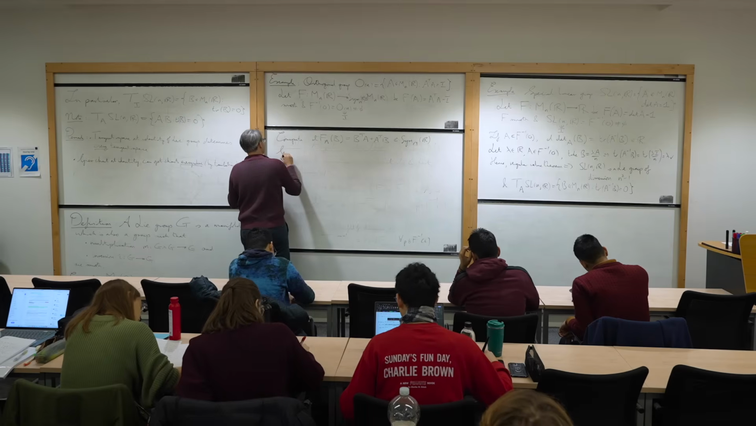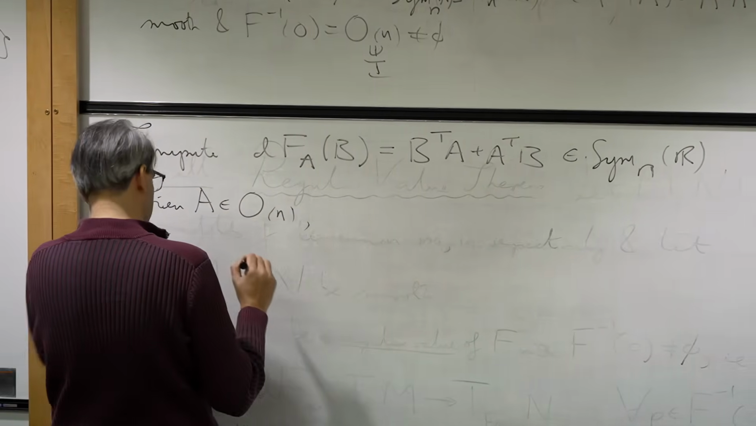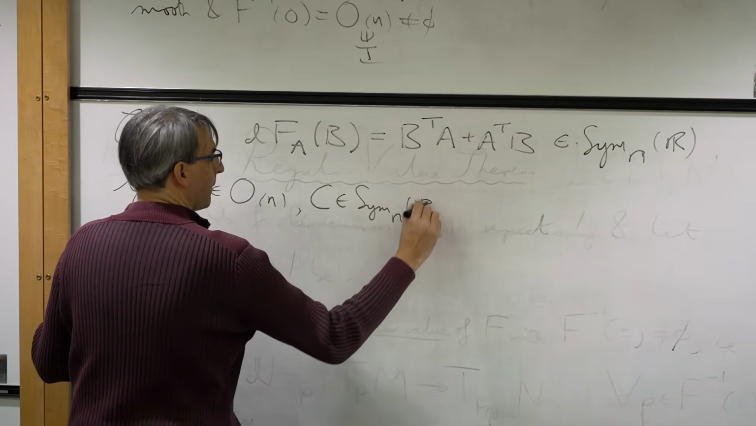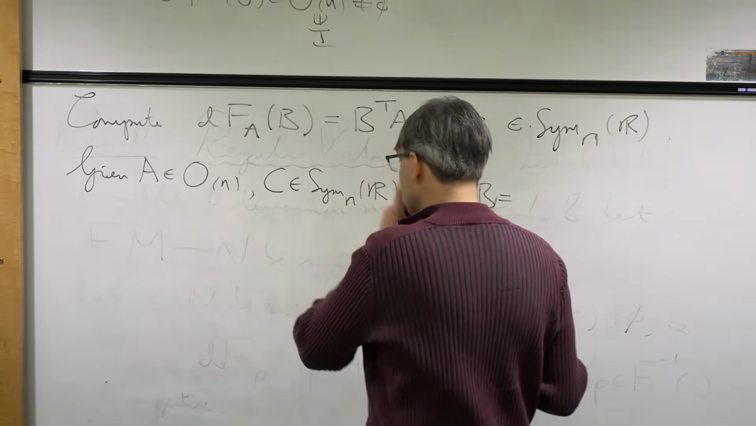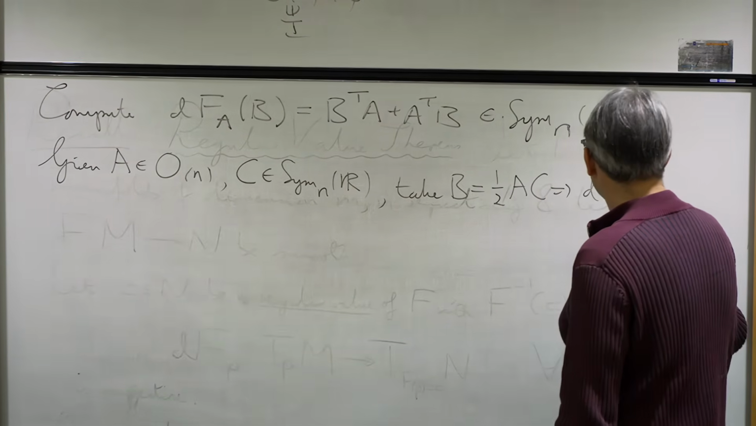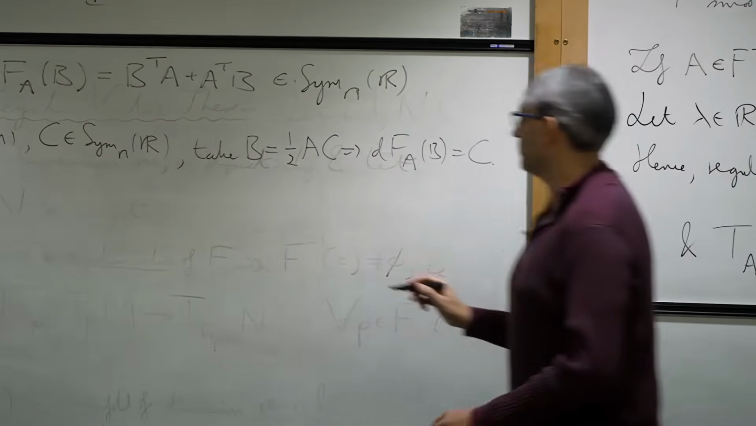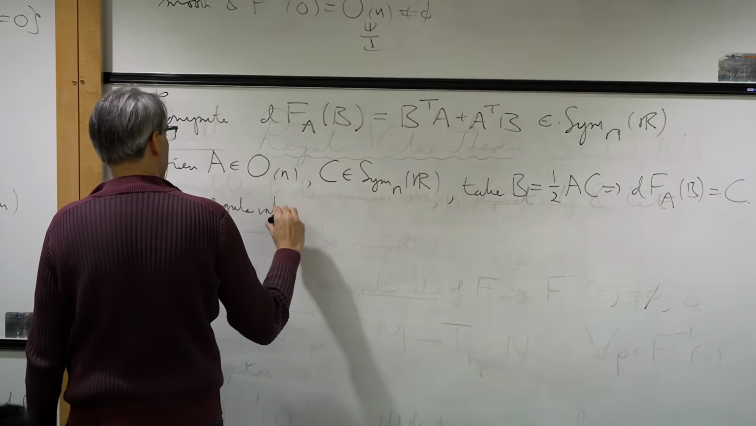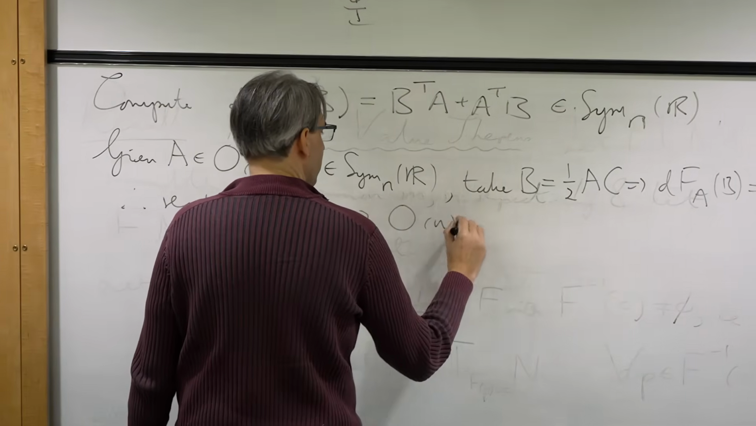but remember, we only need to prove it's surjective when we choose something in the orthogonal matrices. Given anything orthogonal and given anything symmetric, then it's not hard to see, but I'll let you do it, that if you take B to be a half AC, then the differential of f at A of B is equal to C. Therefore, it's surjective. Therefore, the regular value theorem implies that O(n) is a Lie group.